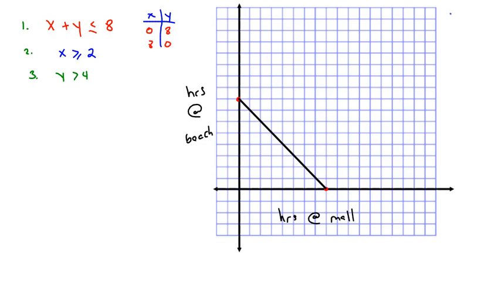And then I've got to figure out where to shade this. So we could use a 0, 0 test. We could test the origin. So I'm going to use this coordinate as my test. If I plug in 0 and 0 for X and Y, I get 0 plus 0 is less than or equal to 8. Is that a true statement? Yes. So that means I'm going to shade towards the origin. So I'm shading all this, and actually, this would shade below as well.